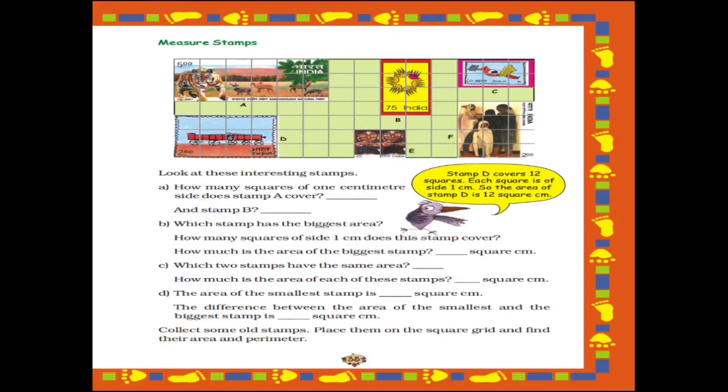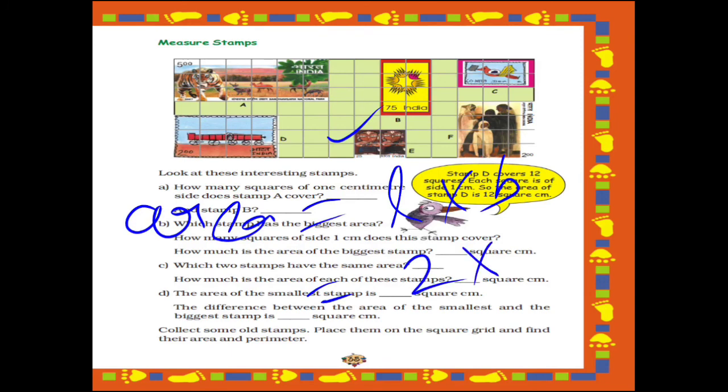Now let's see question number D. The area of the smallest stamp is blank square centimeter. Now we have to find the area of the smallest stamp. So we have counted the number of squares, right? We have seen that E is having only 4 squares. So let's again use the formula. Now write: the area of the smallest stamp is 4 square centimeter. The formula for finding the area of a rectangle is length into breadth. Length is 2 and breadth is also 2. So 2 twos are 4 and it is 4 square centimeter.